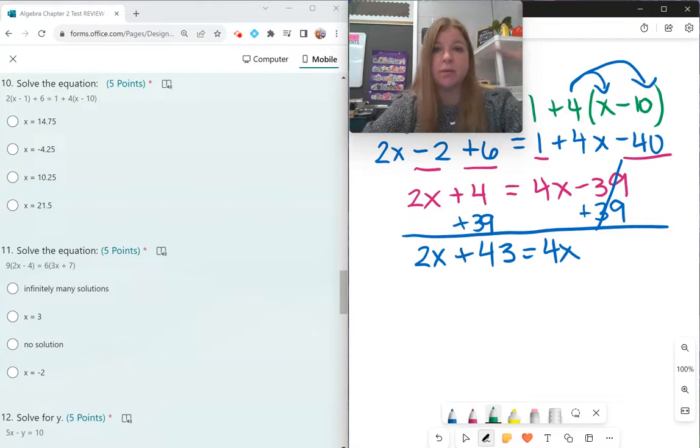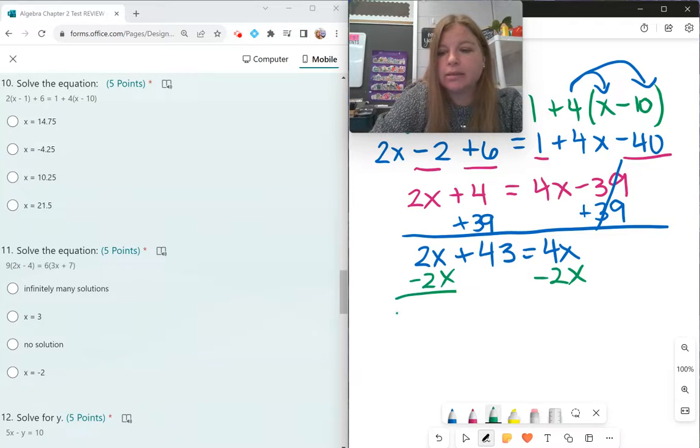I have to ask myself, do I get rid of the 2x or the 4x? We never get rid of what's by itself. So think about it. If I got rid of this 4x, I'd have nothing on the right-hand side. You always get rid of the variable that's on the same side as your number. So I'm going to go ahead and subtract 2x on both sides.